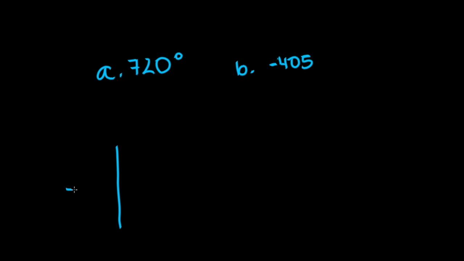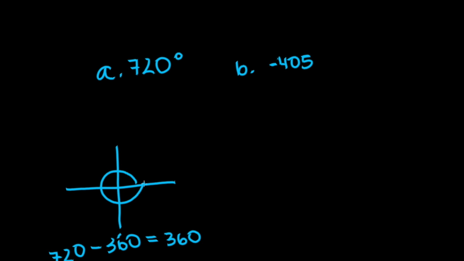This one says 720 degrees. Let's first draw our graph. I know that 360 degrees is a full circle, so I can go ahead and draw that first. 720 minus 360 equals another 360. So I'm going to go back to my starting point and go all the way around one more time. So this is what my graph would look like for letter A.